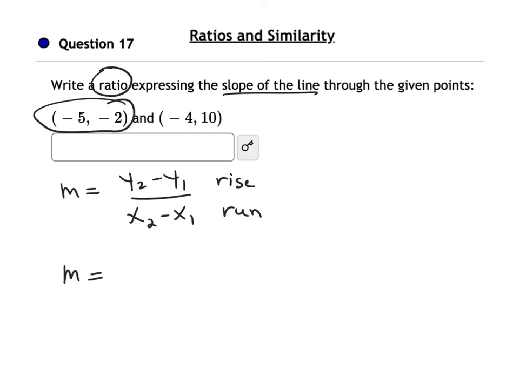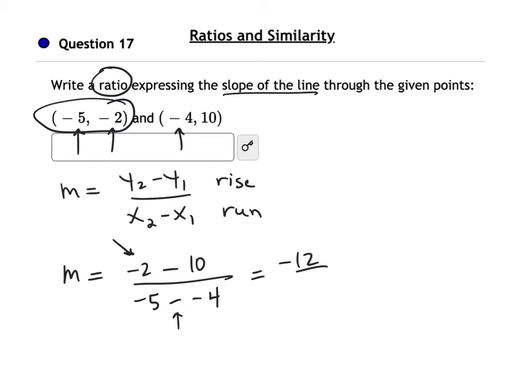M equals, my first y is -2. I'll subtract the other y, which is 10, over, below I'll subtract the x's. Since I started with the -2, I must start with the same point below, -5 minus -4. Now notice the double negative. The subtraction is separate from the negative on the 4. This is going to be plus 4 then. This is -12 over -5 plus 4, which is -1. When you divide, two negatives make a positive, so this is just 12.